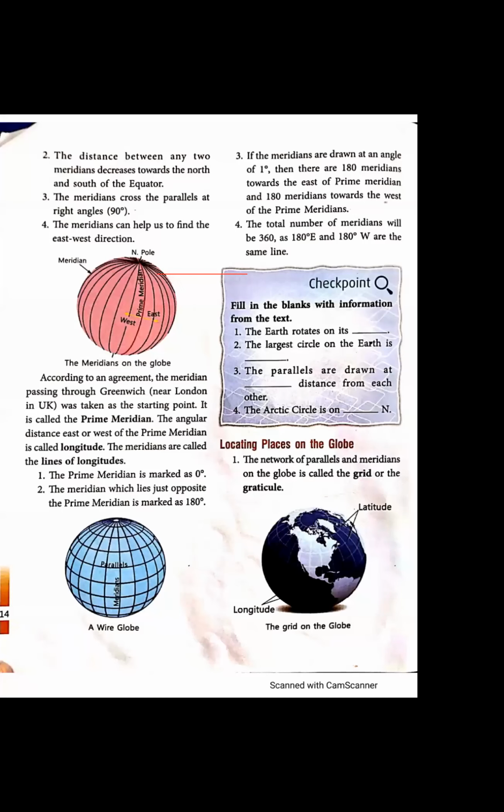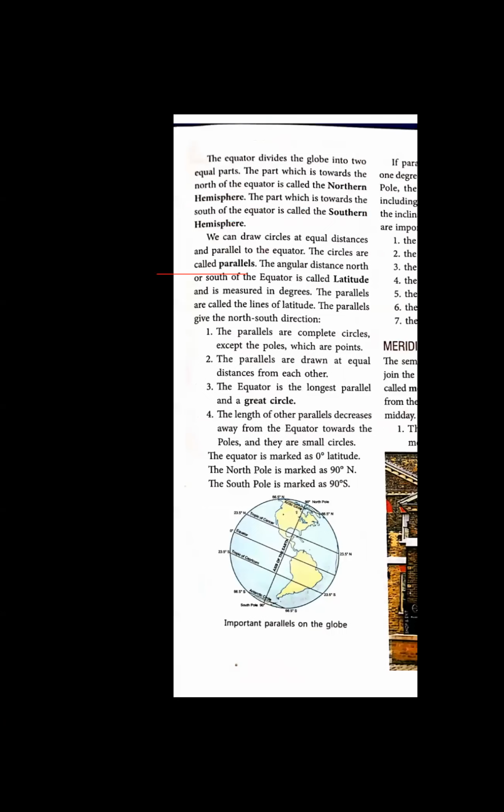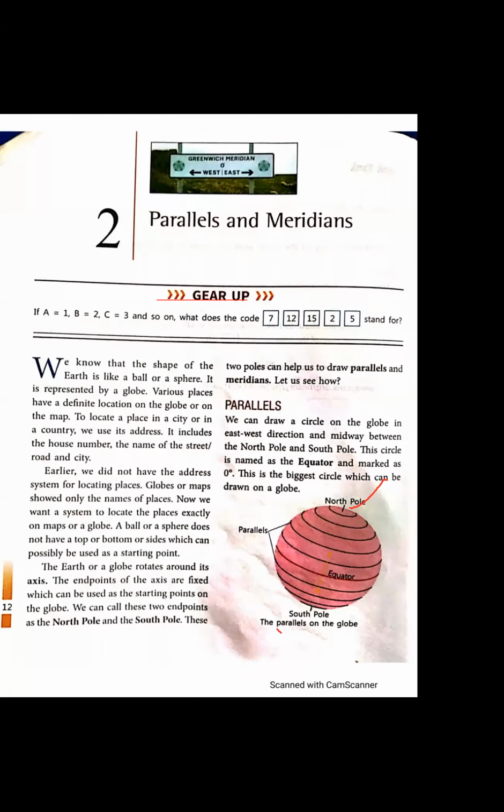Again, I am showing you the diagram. Nikhil, look at this diagram. These are the two endpoints of the axis, and these are called poles, North Pole and South Pole. Okay, Nikhil, is it clear to you now? Yes, ma'am. Yes, next one.